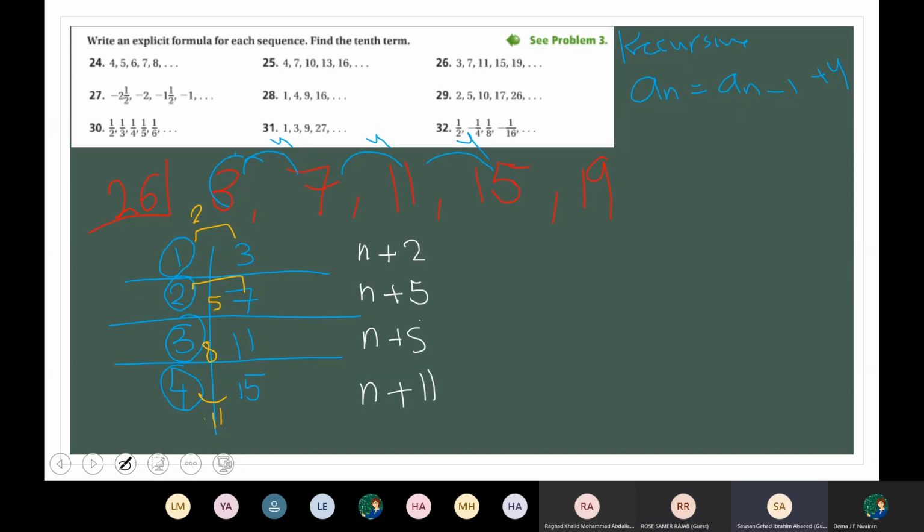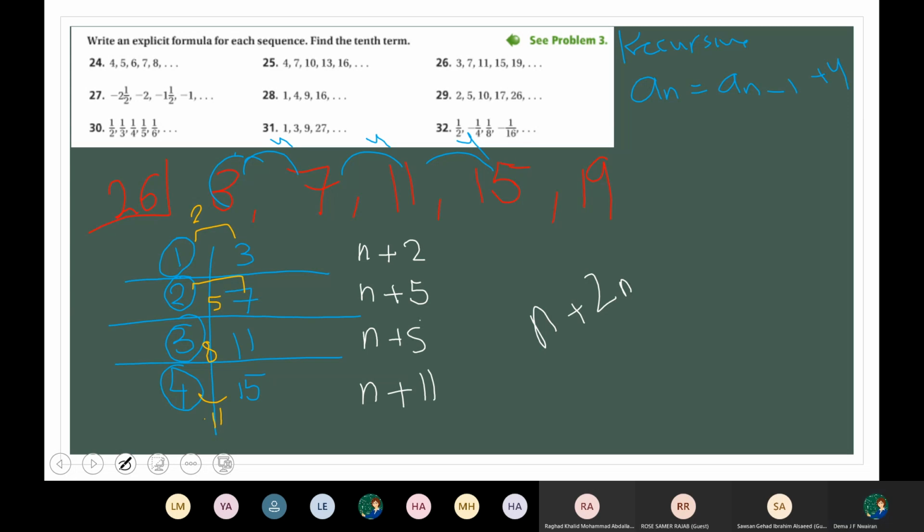I found the explicit formula for it, but I didn't follow a specific pattern. I just thought about it. Can you tell me it, please? It is n plus 2n. N plus 2n, and it means 3n. So if I multiply 3 times 1, I get 3. Yes. But 3 times 2 is 6, not 7. 3 times 3 is 9, not 11.